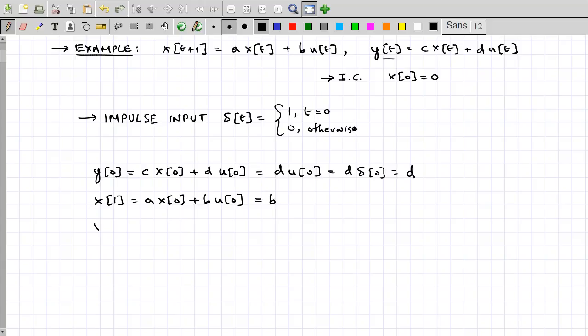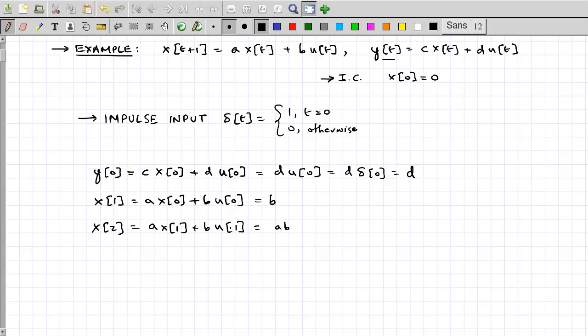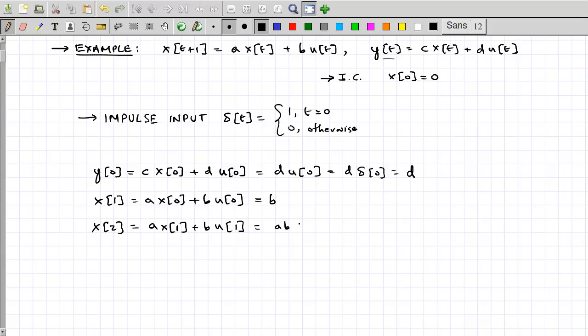Now let's try x2, that's equal to a times x1 plus b times u1, and that is equal to, we have an x1 over here, simply a times b plus b times 0. Remember, u1 is equal to 0 because it's a delta function. So this is just ab. I forgot to do y1 over here. So y1 equals c times x1, which is c times b, plus d times u1, but u1 is 0. So that is equal to simply c times b.